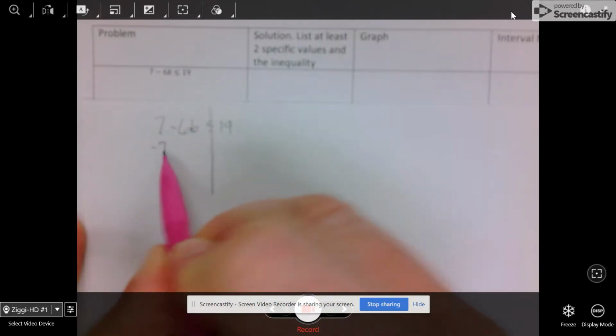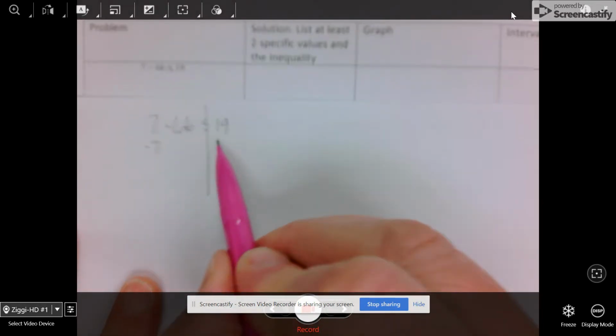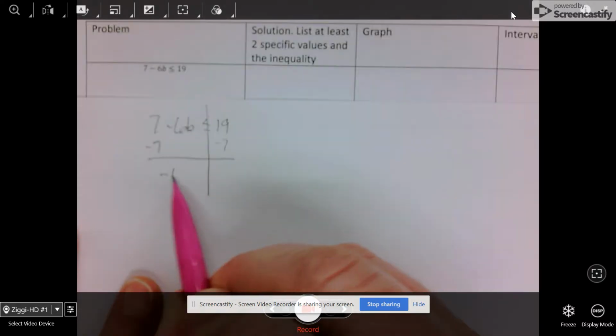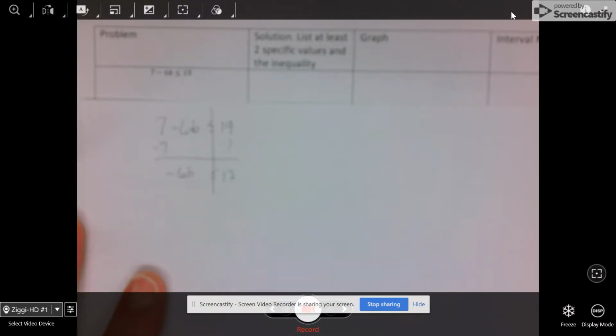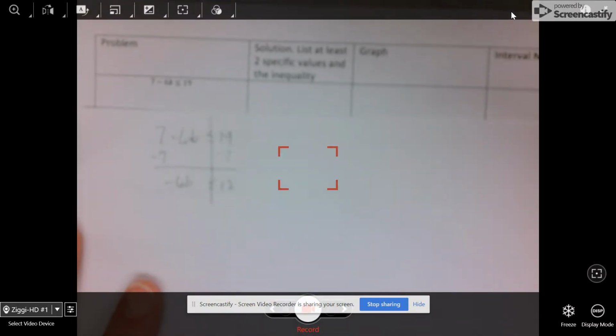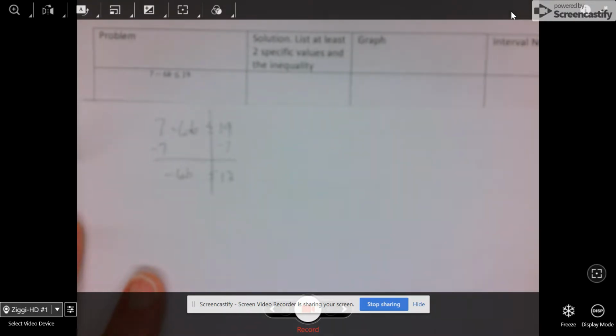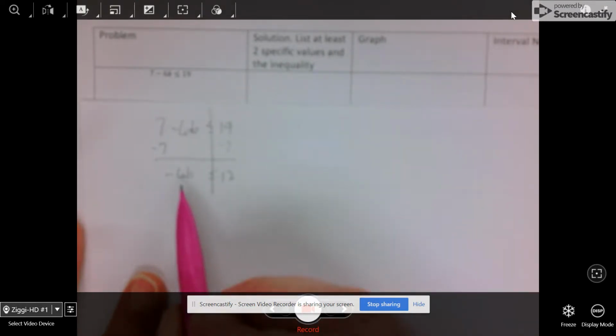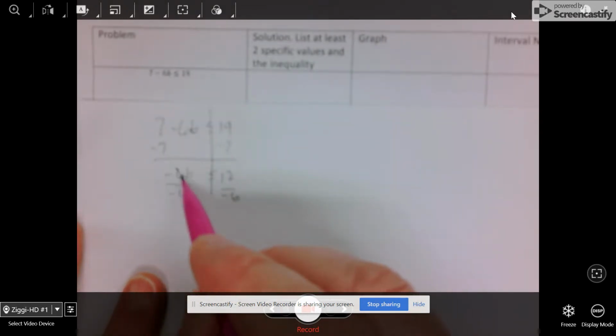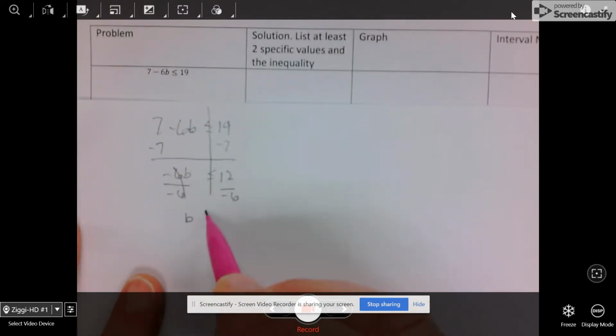So I'm going to get the variable by itself. So I'm going to subtract 7 from both sides. Negative 6b less than or equal to 12. And to solve this, I know that I need to divide by negative 6. If it was an equation, I would just divide by negative 6. Do the same thing. But with an inequality, when I divide by a negative or multiply by a negative, I have to change the inequality sign. So b is greater than or equal to negative 2.